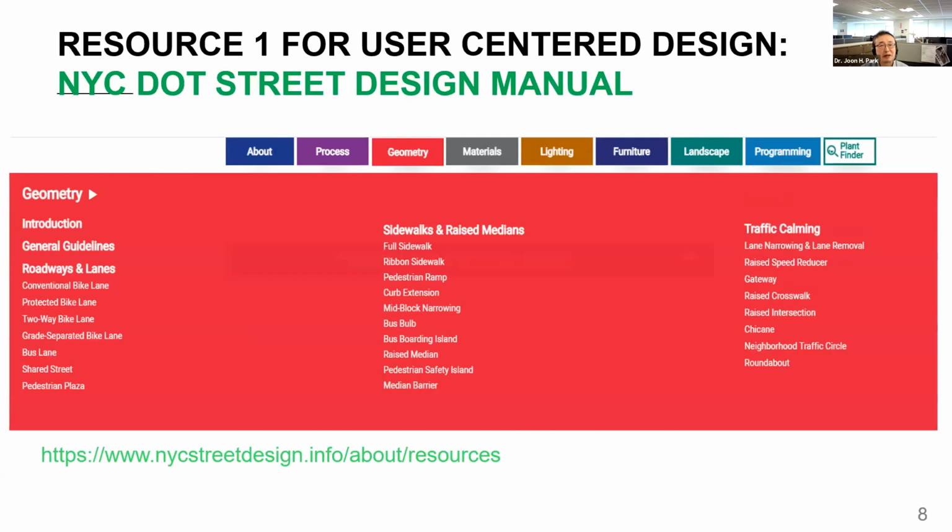NACTO has already shared good information, because they have done very good design guidance. So everybody participating in today's webinar can check their material; it's really wonderful. New York City DOT also has a Street Design Manual, which takes a geometric approach. It has some of the key components of how to design and build the pedestrian environment in our city. You can check this website and find the information.